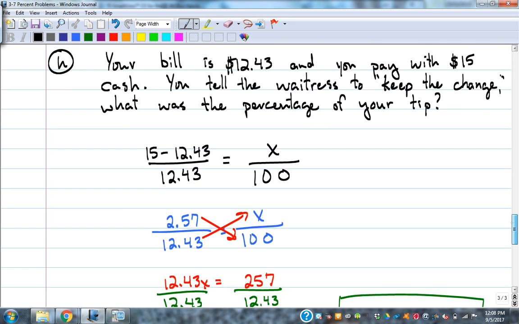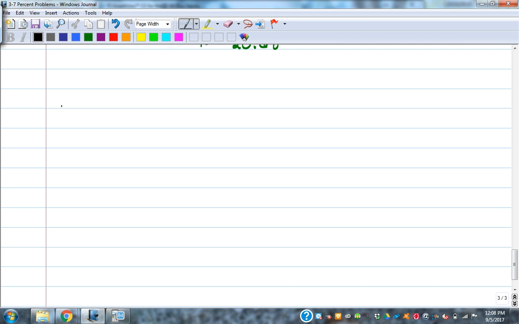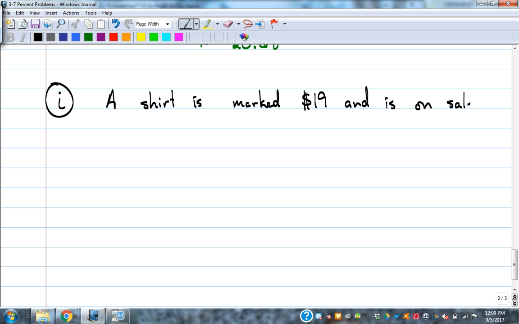All right. So we've done some tips. Let's look at shopping. A shirt is marked $19. It's supposed to be an I. Sorry, there you go. It didn't look quite like an I, but it is now. I mean, it's more like an I than it was. And it's on sale for 20% off the marked price.